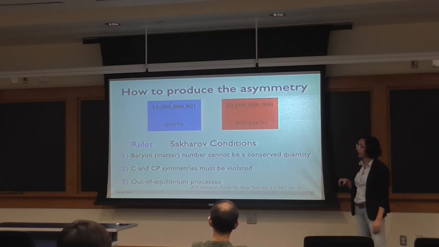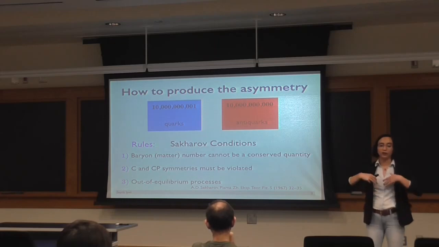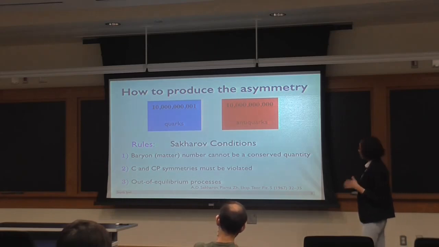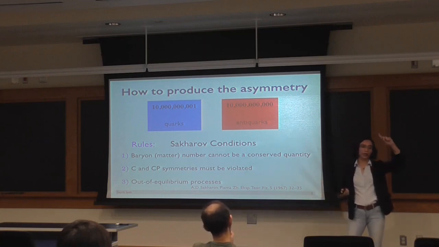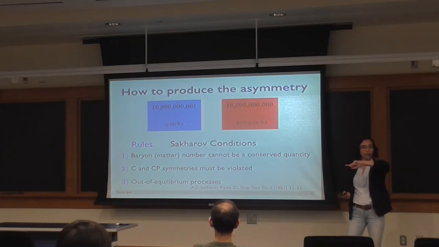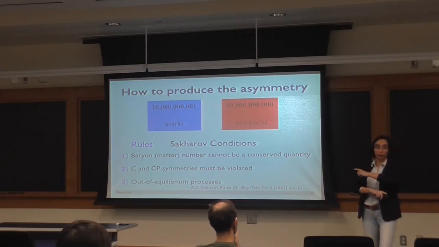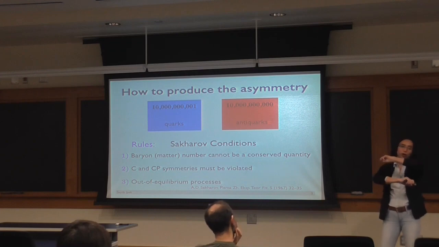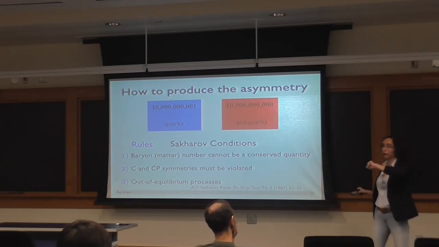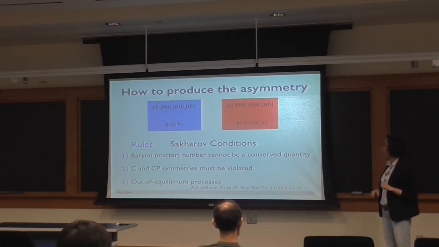And the third condition is that there must be some out of equilibrium process, or some process needs to be out of thermal equilibrium. This is because in thermal equilibrium, you expect any process that's happening in one direction happens in the opposite direction at the same rate. This is kind of the definition of thermal equilibrium. So if you have a process that is producing baryon number, it would also erase that asymmetry basically, but you don't want that to happen, so you need to be out of thermal equilibrium. You need to have some process that happens only in one direction and does not happen in the opposite direction.